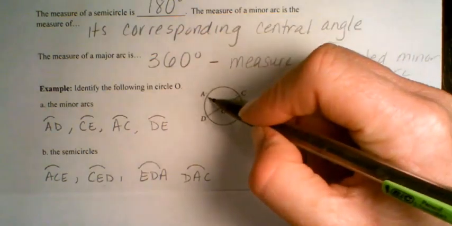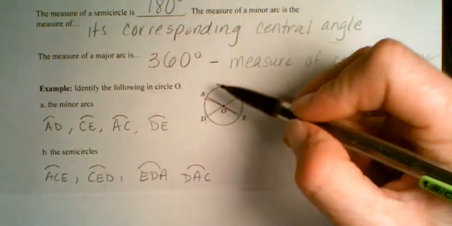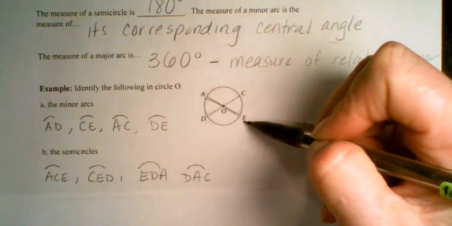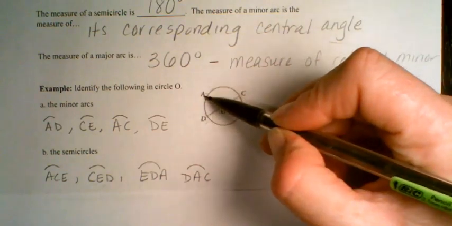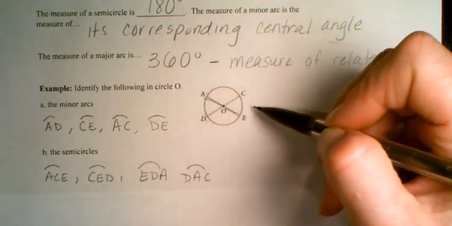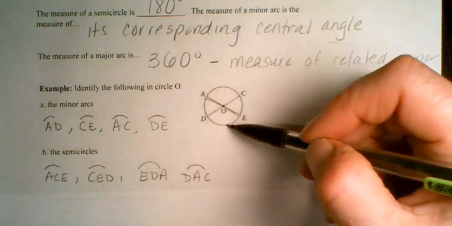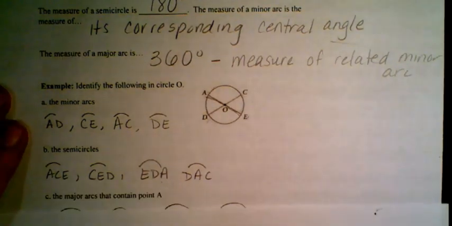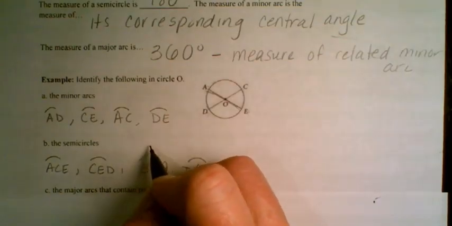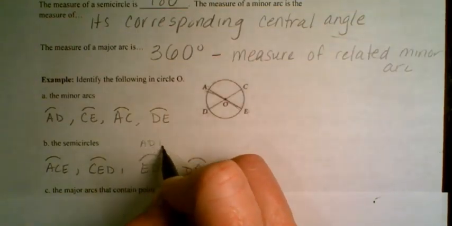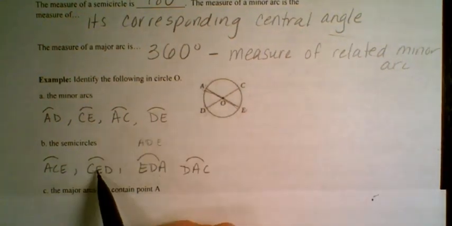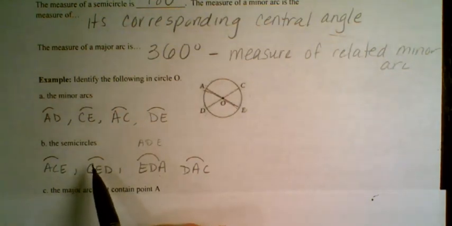Then we could also think about this line right here. We would go ACE, or you could also do ECA. It doesn't matter, forwards or backwards. Then we could also do ADE or EDA, which is located right here. Some of these orders you can reverse, but they're covering the same semicircle.